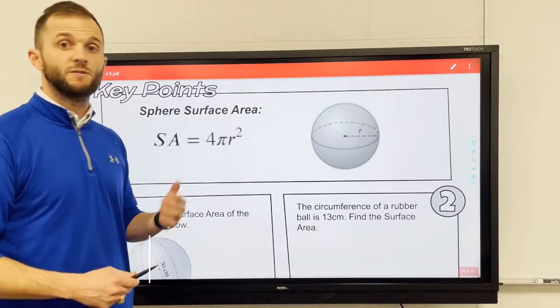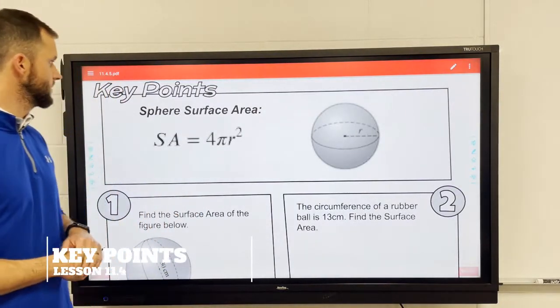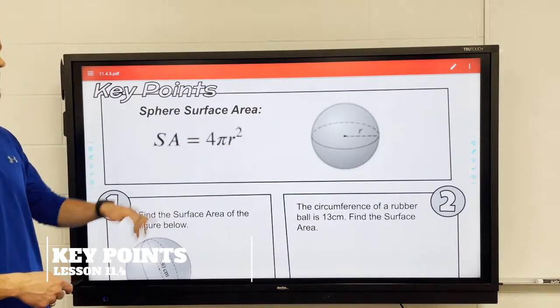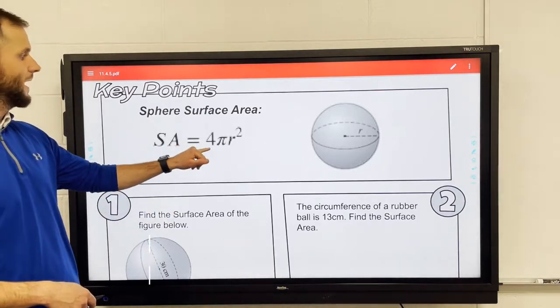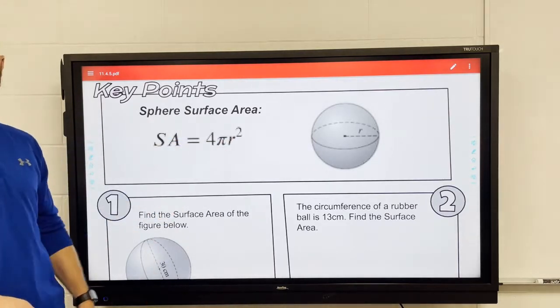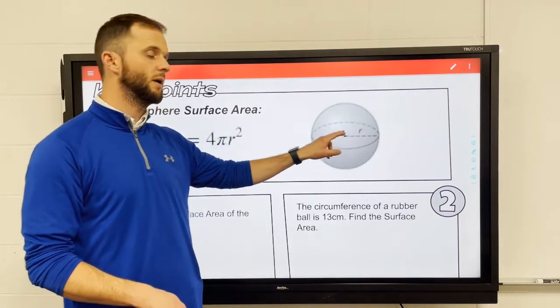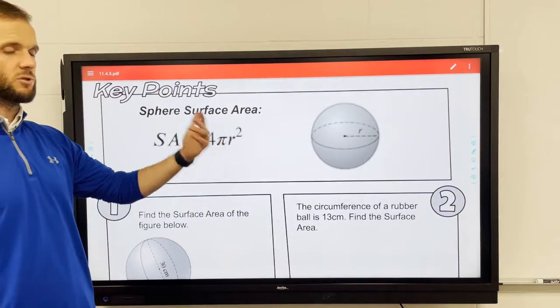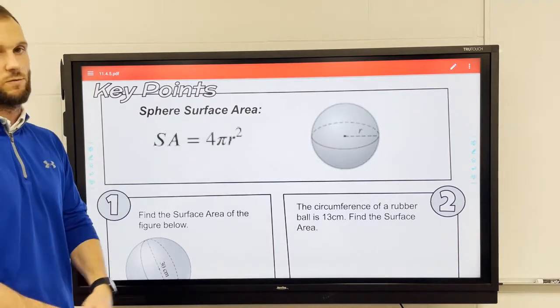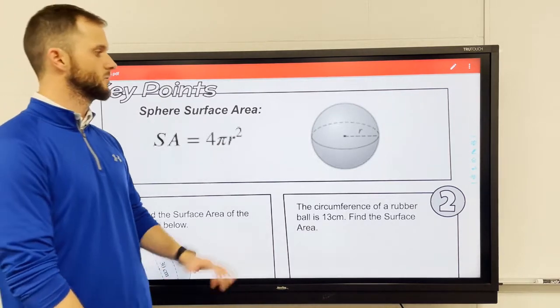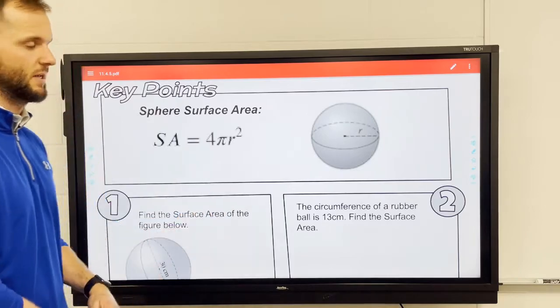So right now for a sphere, we have an easy formula. To find the surface area of a sphere, you literally just do 4 times pi times the radius squared. So literally the only thing you have to plug in is the radius, and then you just multiply it out, and that's going to end up giving you your surface area. It's pretty basic, okay? So let's take this concept and jump into our examples with it.